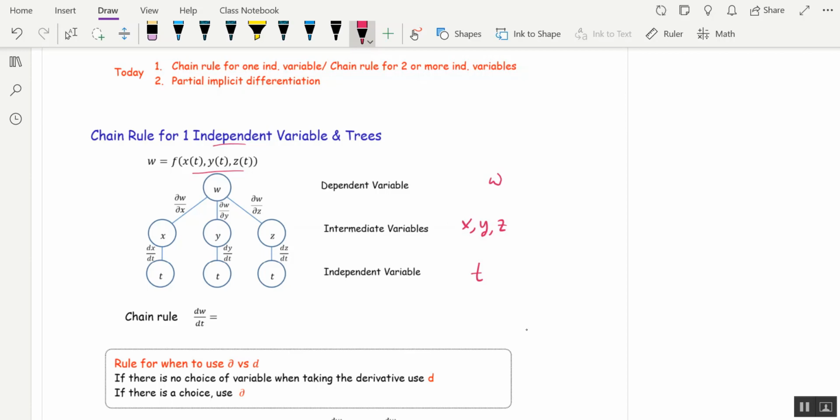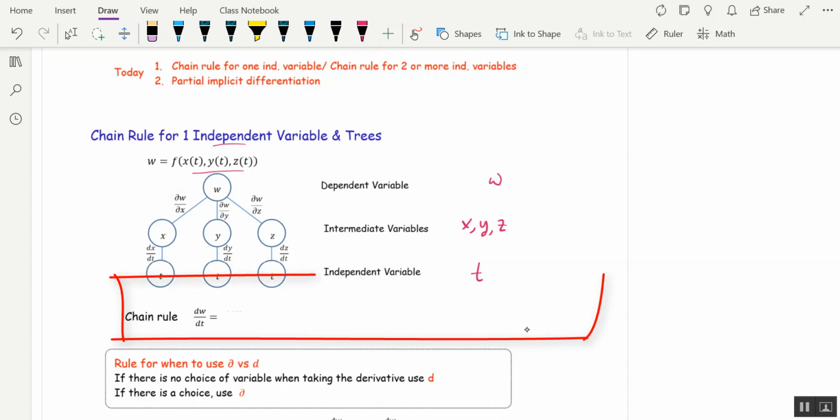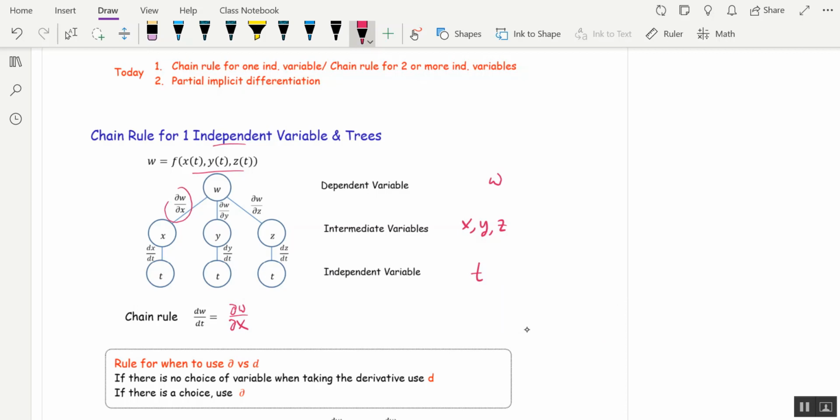So what you're going to do is multiply down each branch and then add up the results. So in this case, you'll be adding three separate products. So let's just start. Let me erase this mess. dW/dt. I start up here, del W, del X, and I multiply by dX/dt. That takes care of the first branch. Now I do the second branch. Del W, del Y, dY/dt. And then finally, del W, del Z times dZ/dt.